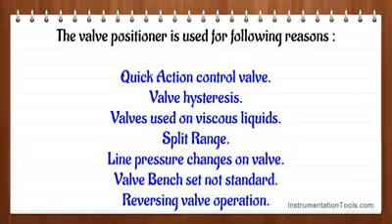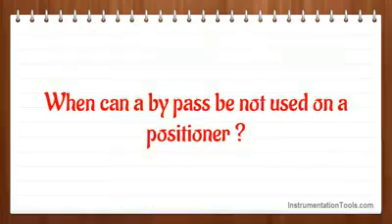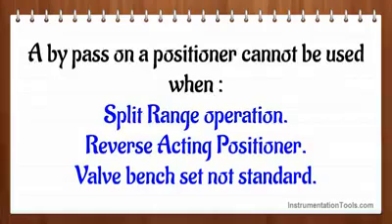The valve positioner is used for following reasons: quick action control valve, valve hysteresis, valves used on viscous liquids, split range, line pressure changes on valve, valve bench set not standard, reversing valve operation. When can a bypass not be used on a positioner? A bypass on a positioner cannot be used when split range operation, reverse acting positioner, valve bench set not standard.